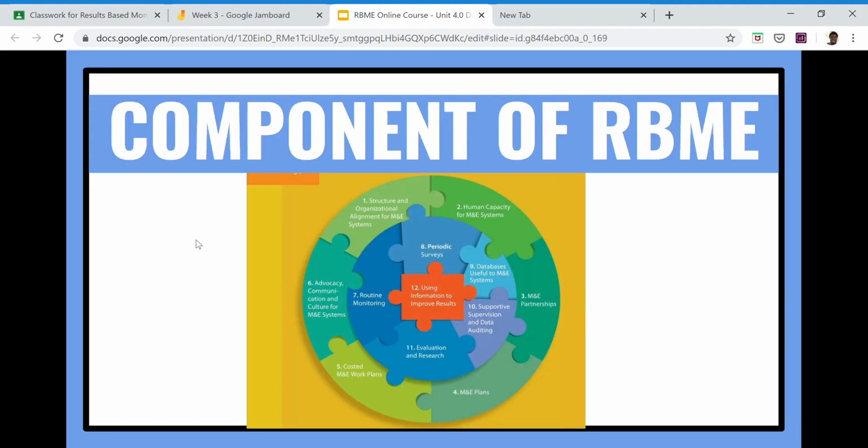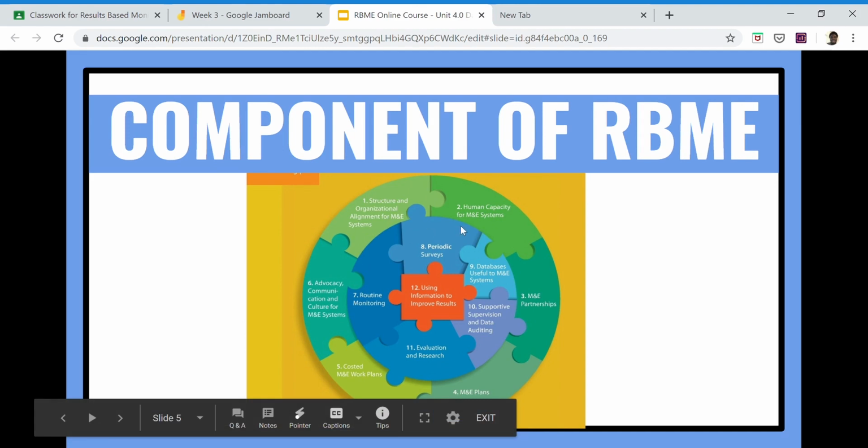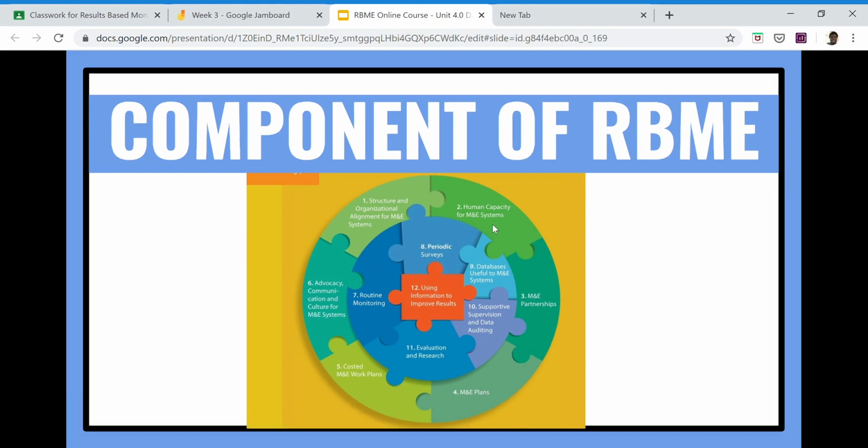We discussed these 12 components. So the supervision is focused on each and every component that you see in here. Human capacity, which means, yes, those that are staff in the M&E unit. What exactly are they doing? How can we help them? What are the needs? So it's a supportive role inside an M&E system on its own.